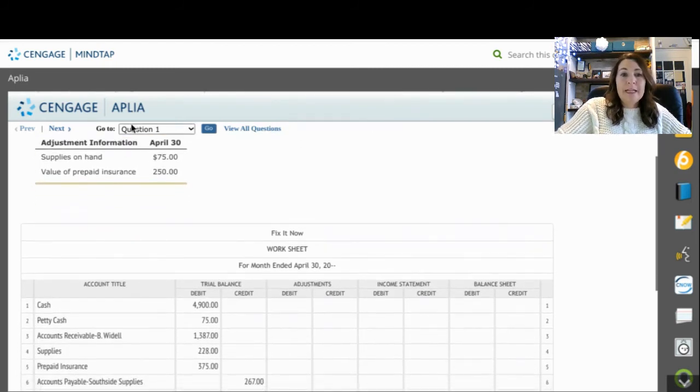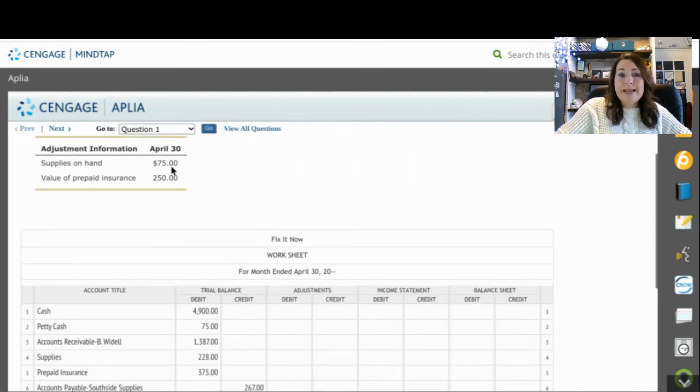So this is saying, here is our adjustments. This does not mean this is the numbers that go in the adjustment column. That is not what goes in the adjustment column. This is what we need our total ending balance to be.